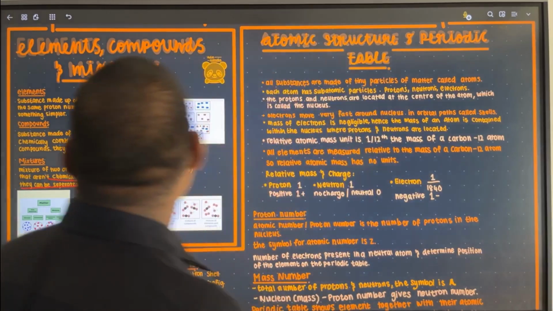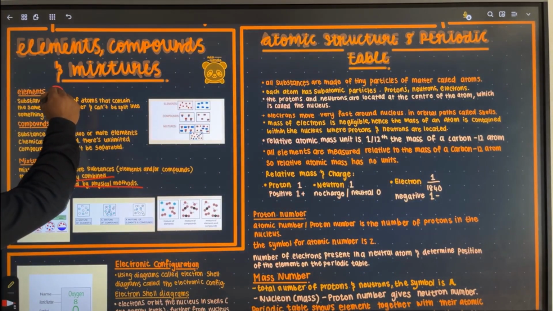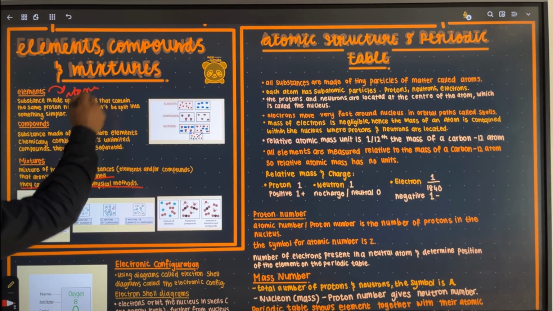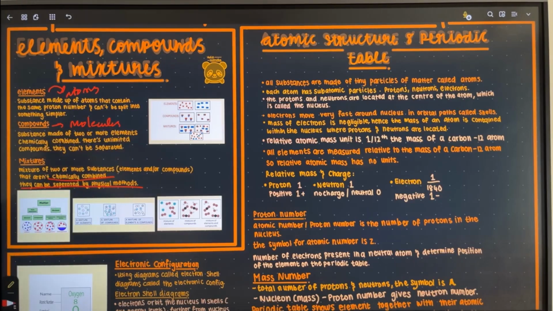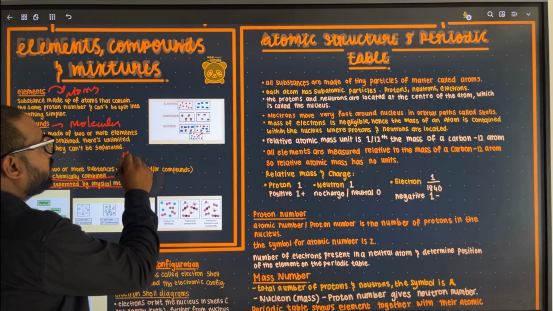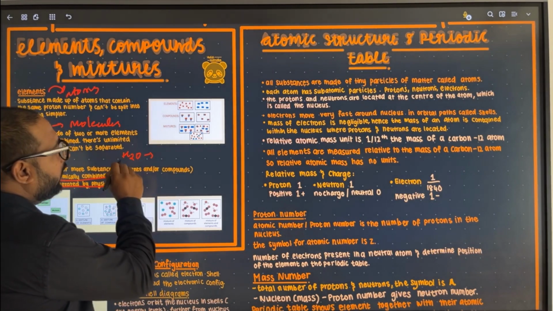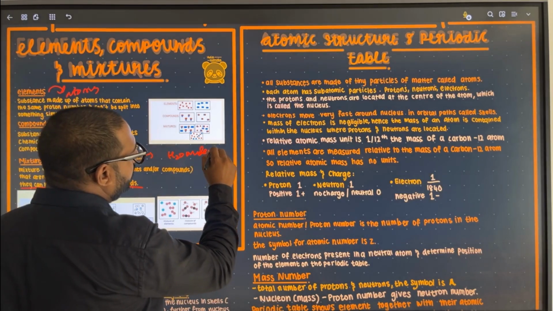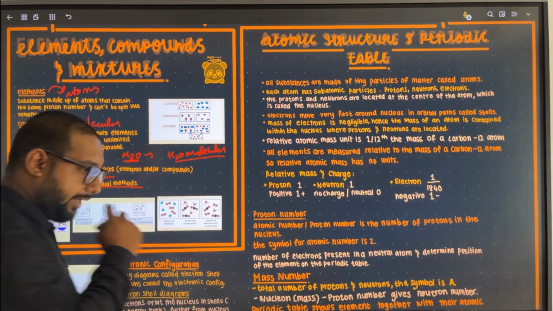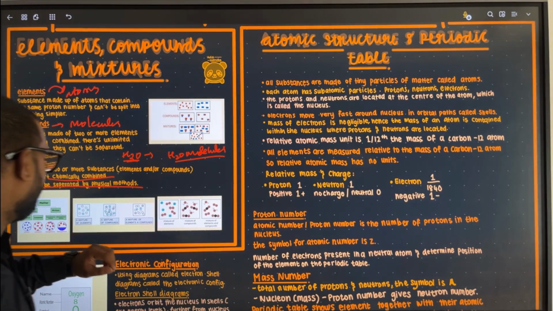Like elements are made up of atoms, similarly compounds are made up of molecules. For example, you have the H2O compound. Now this H2O compound is made up of H2O molecules.